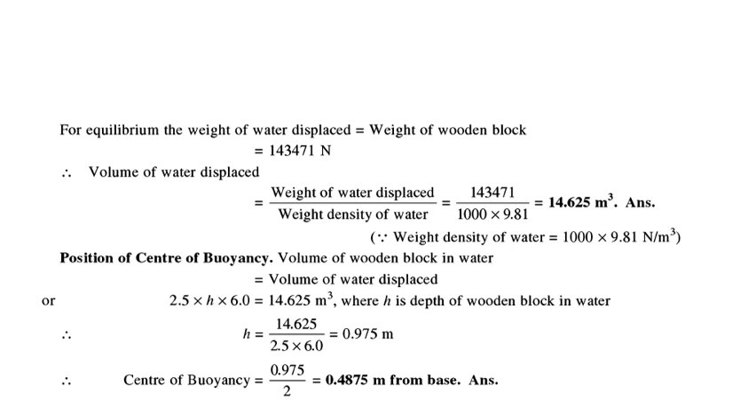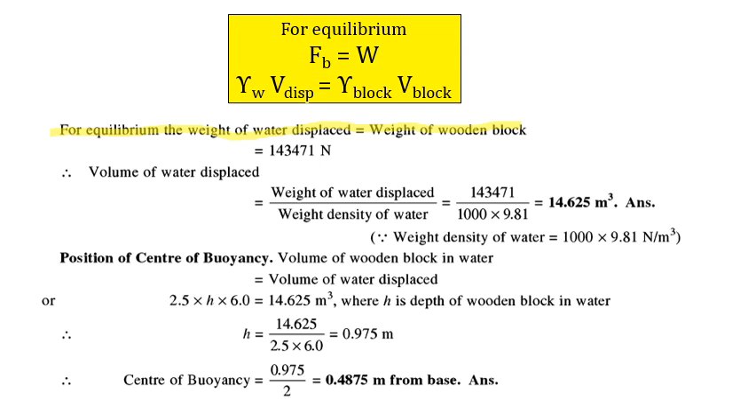For equilibrium, the weight of water displaced is equal to the weight of the wooden block. So we have got this from the relationship. As we know, the force of buoyancy should be equal to the weight of the wooden block for equilibrium, and the force of buoyancy is specific weight into the volume displaced. So we can rearrange this expression. For this volume displaced, we will get the weight of the wooden block divided by the specific weight of water.